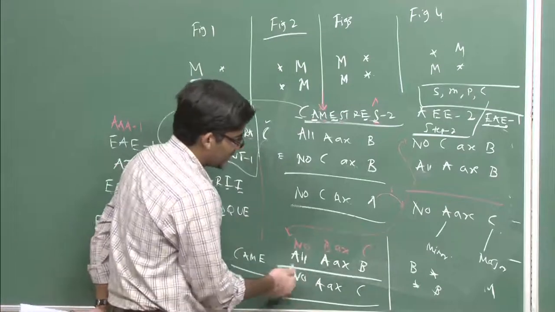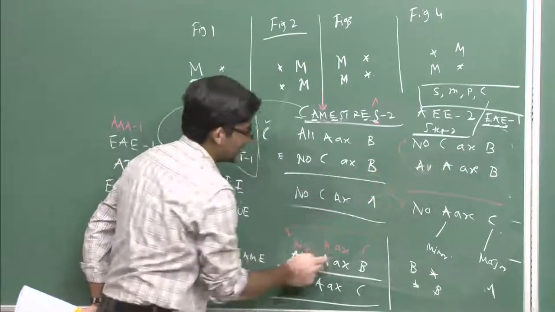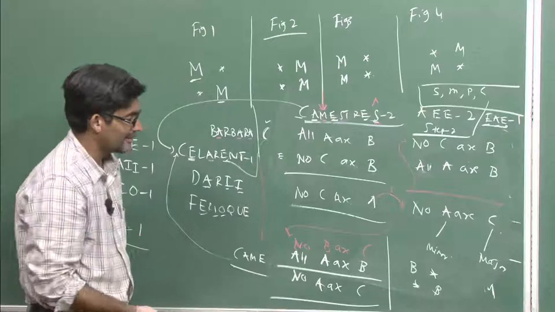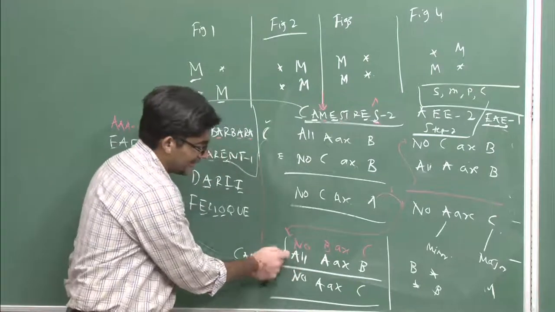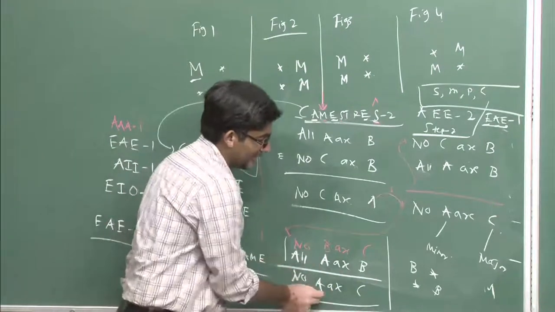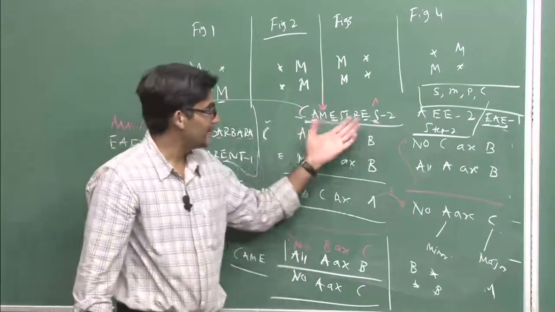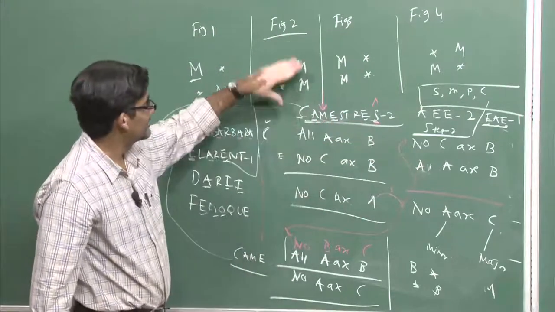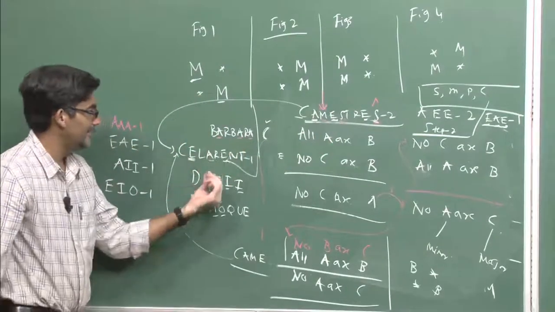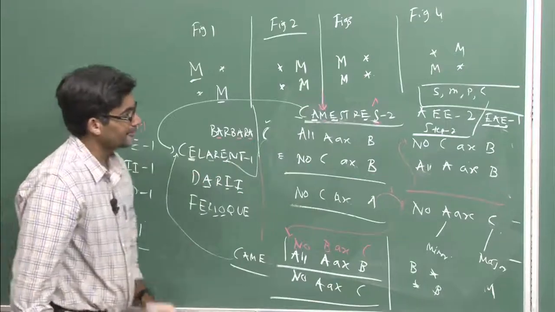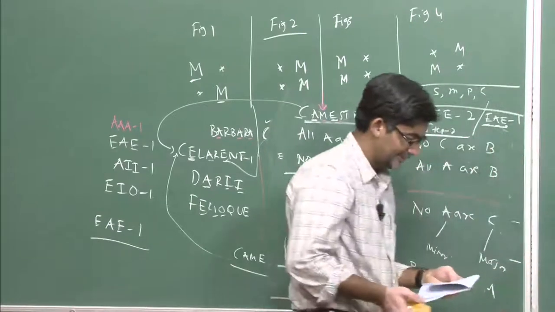Then you can still apply the simple conversion rule to this one. So "No C's are B's" is converted into "No B's are C's." It's like "no cats are dogs" means "no dogs are cats," both being one and the same. We kept the rest as it is and reduced this into this format. What we have achieved is that Cesare, which occurs in figure number 2, can be reduced to Celarent in figure 1, that is, E2 can be reduced to E1. Like this, many things can be converted.